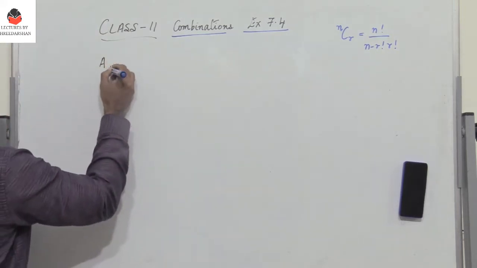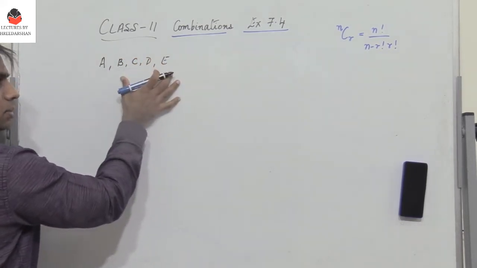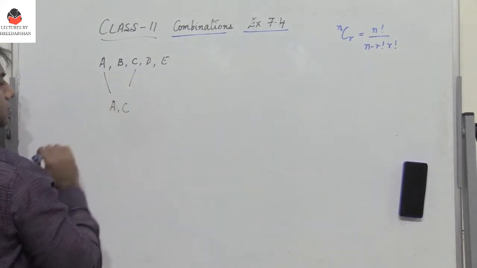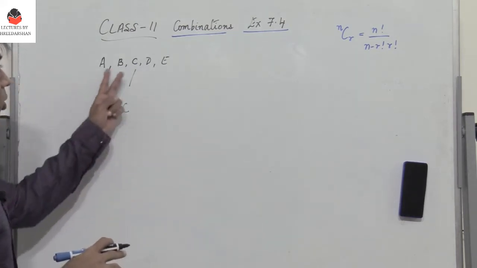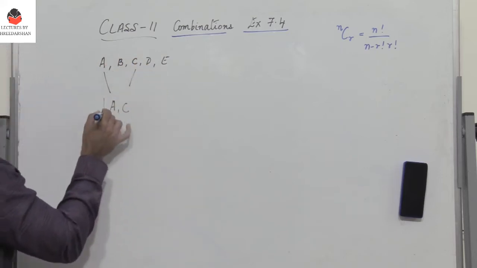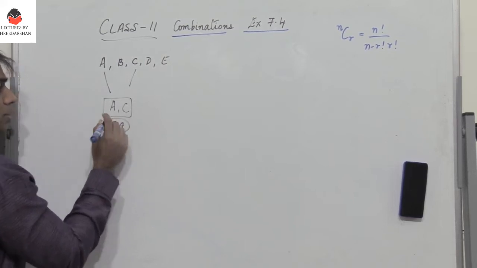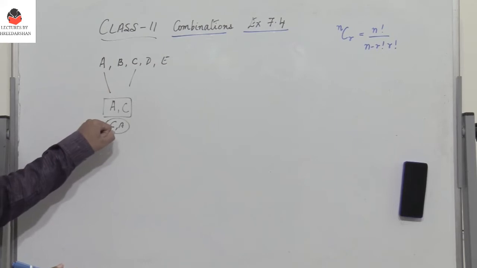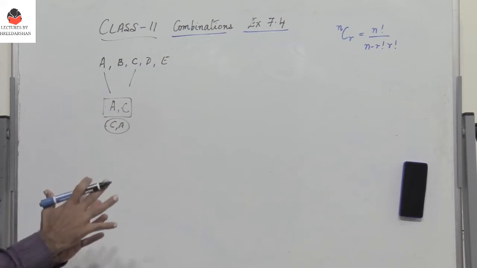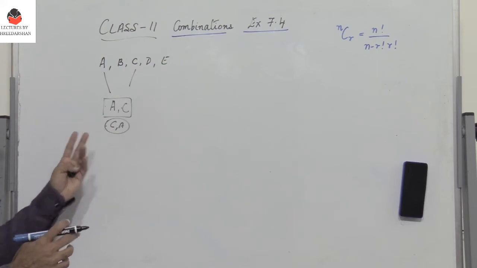Let's say there are 5 students A, B, C, D, E, and among these 5 I have to select 2 of them. Let's say I select A and C, right? So I have to select 2 among 5, so I can select AB or AC or AD. So let's assume that I select AC. Now whether I select AC or CA, it remains the same because I am selecting 2 people. But whereas in permutation, AC and CA both mean different. Here we are selecting 2 people, so the order does not make a difference.